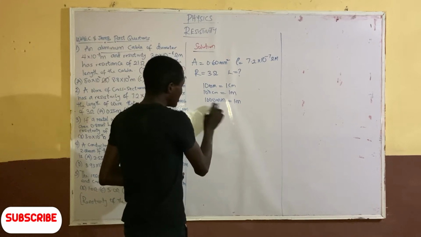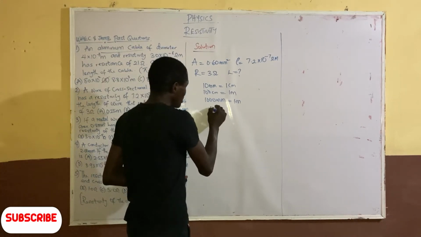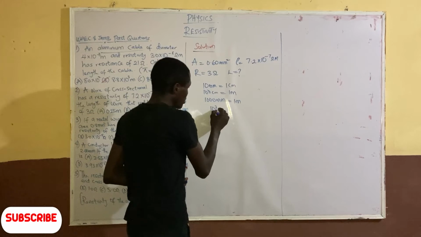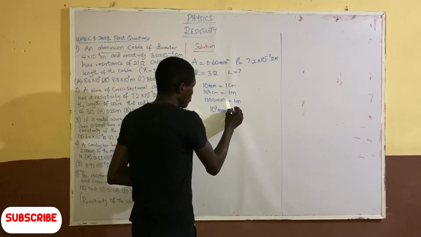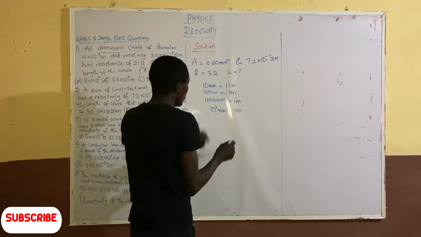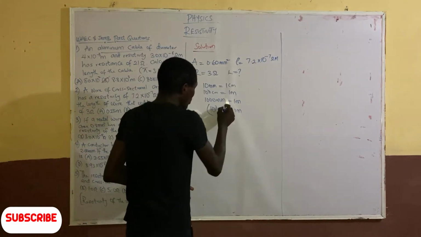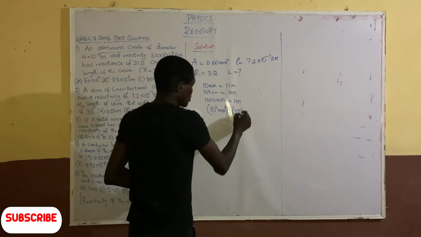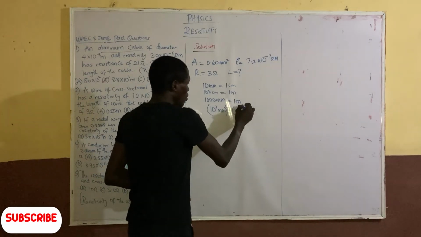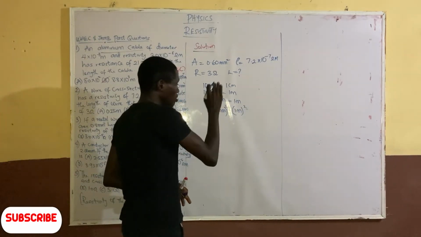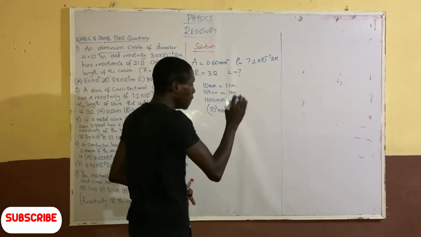We can write this 10 millimeter as 10 raised to the power 3 millimeter equal to 1 meter. And we are taking millimeter square to meter square now, so we have to square this. To know the value of millimeter square, that will give us 1 meter square.